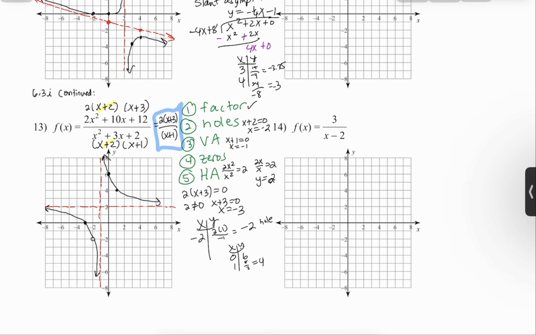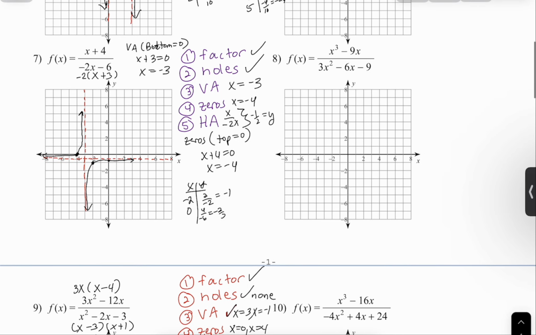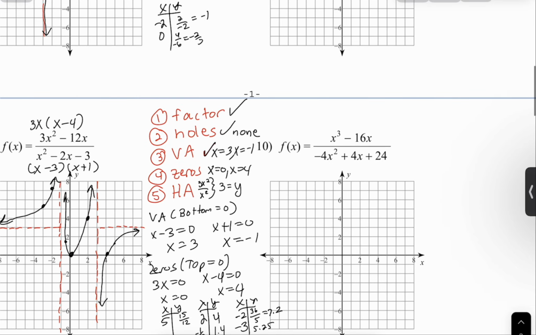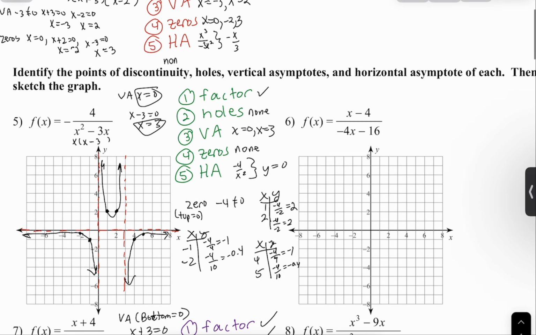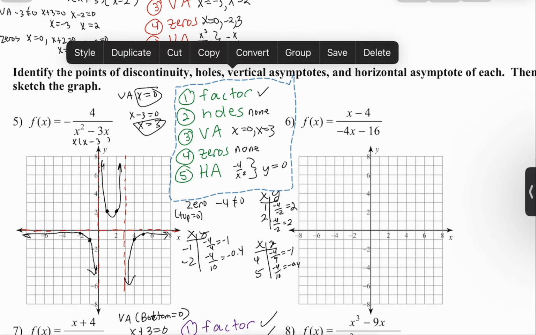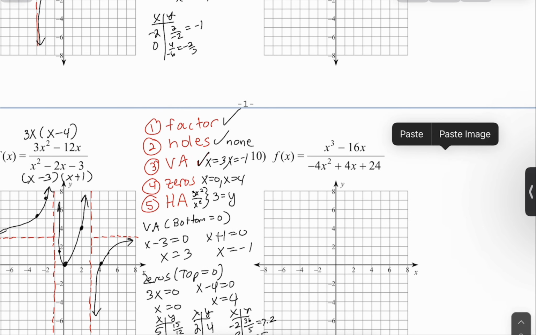Now, I want to do one more together, and then you have the remainder of class to finish this yourself, okay? So let me cut and paste one of these. We're going to do 10 together.